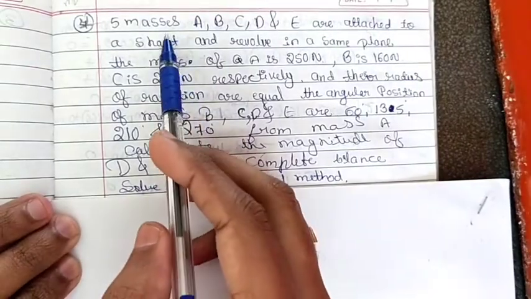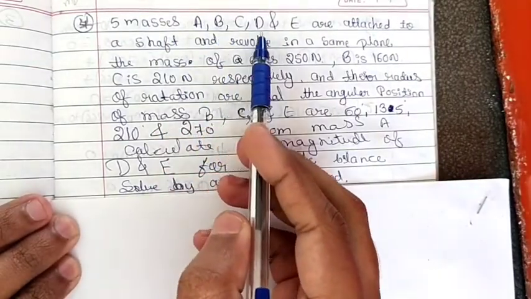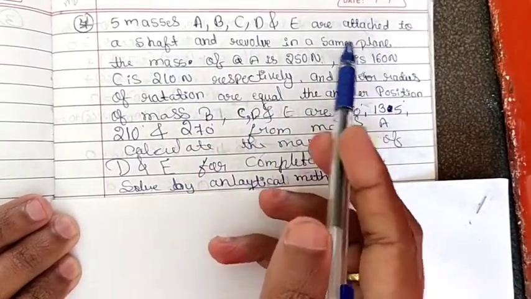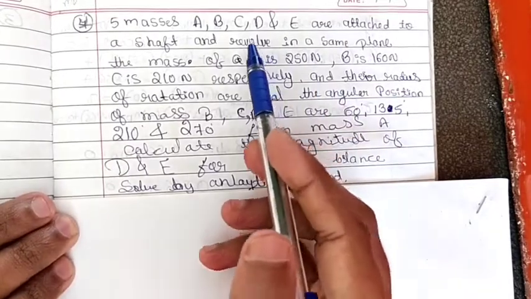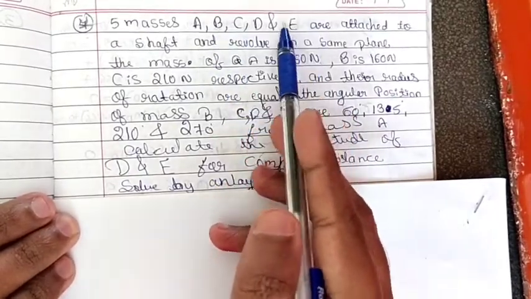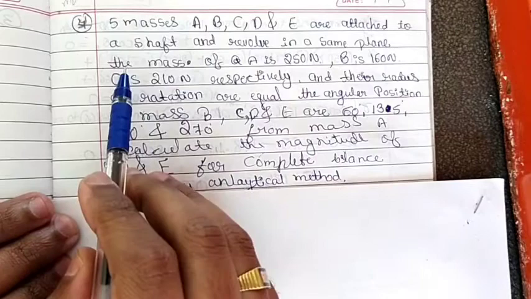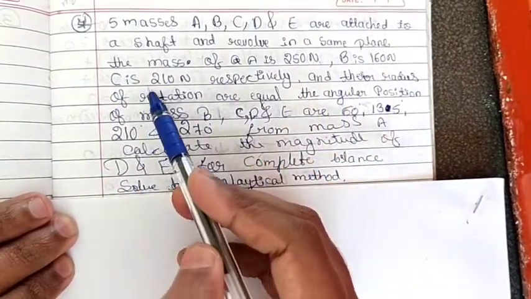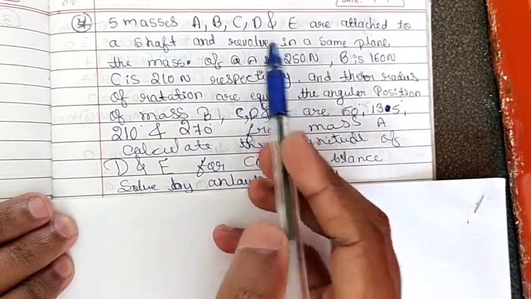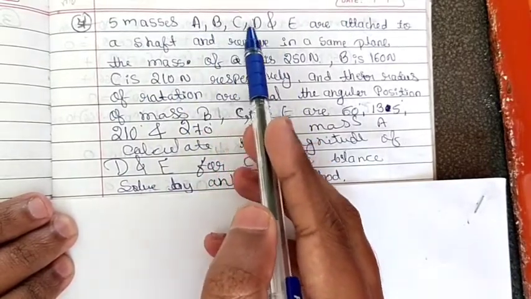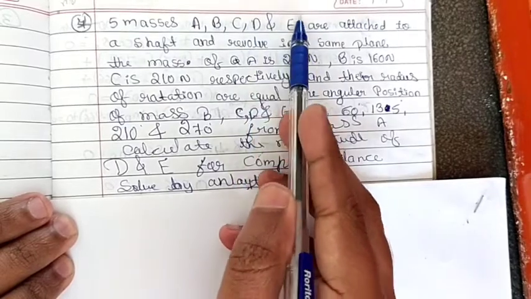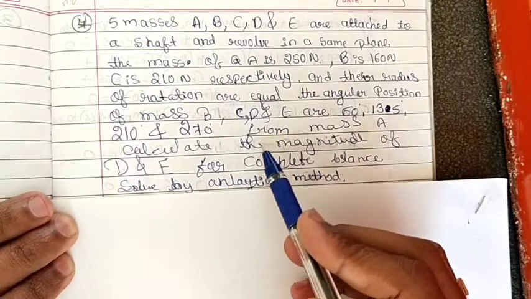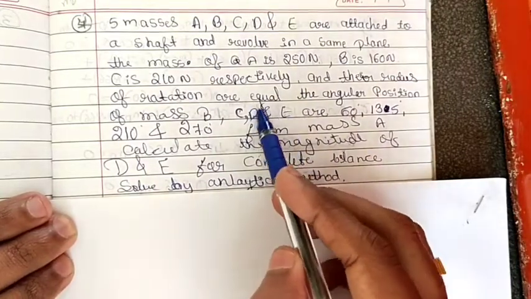There are five masses A, B, C, D and E which are attached to a shaft and revolve in the same plane. Instead of four masses A, B, C, D, one more extra mass E is given. The mass of A is 250, B is 160 Newton, C is 210 Newton respectively. So MA, MB and MC are given. MD and ME you have to find. And their radii of rotation are equal.